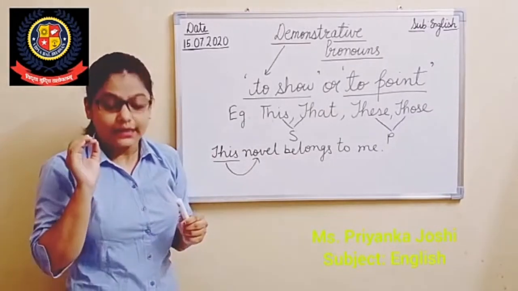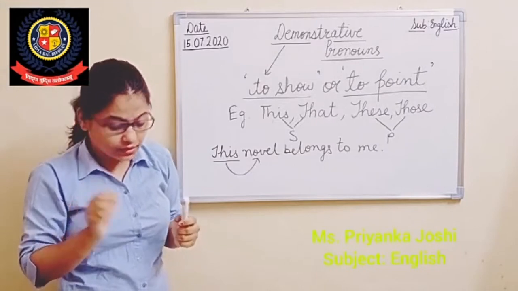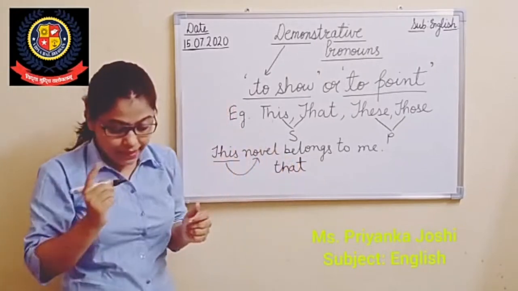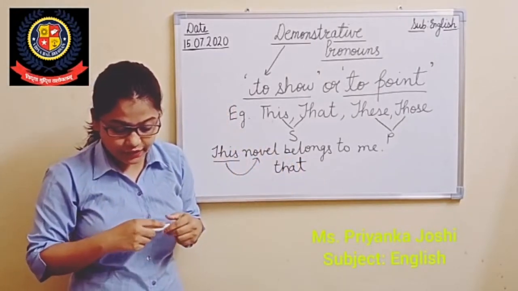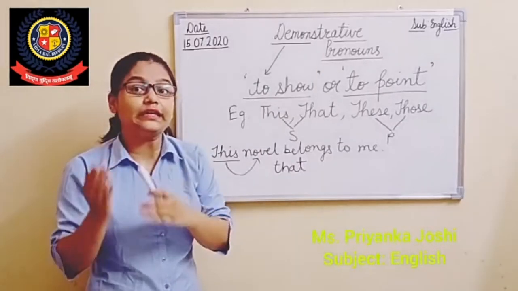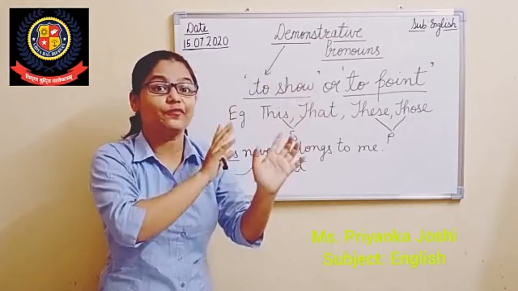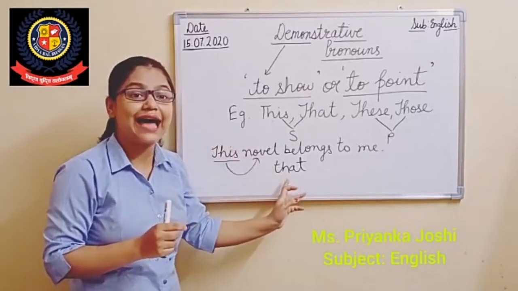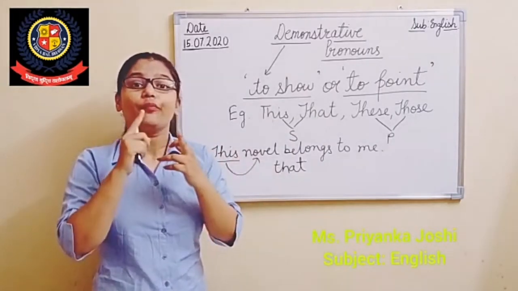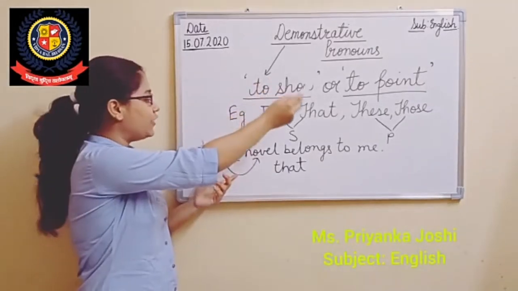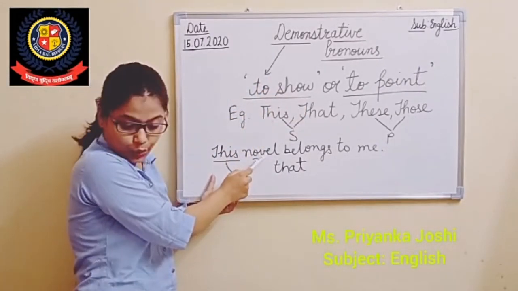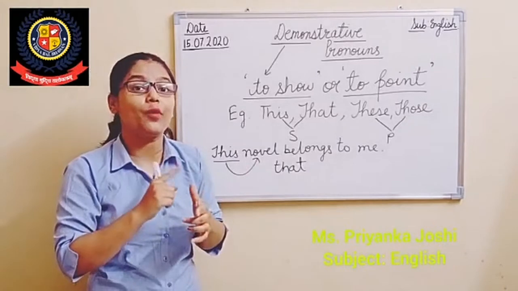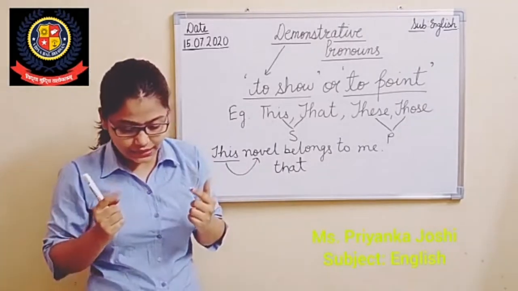It is acting as a demonstrative determiner. Remember that, T-H-A-T, that, is not always a demonstrative pronoun or demonstrative determiner. It also acts as a relative pronoun. In the previous topic also I told you that "that" is also a relative pronoun. So when these demonstrative pronouns are followed by nouns, then they do the function of demonstrative determiner, right?